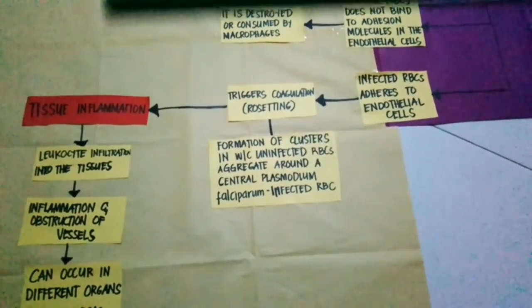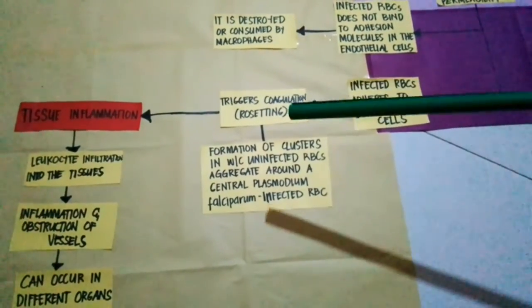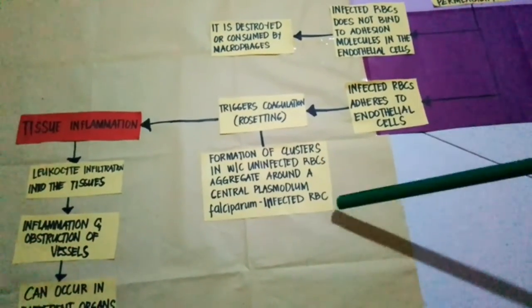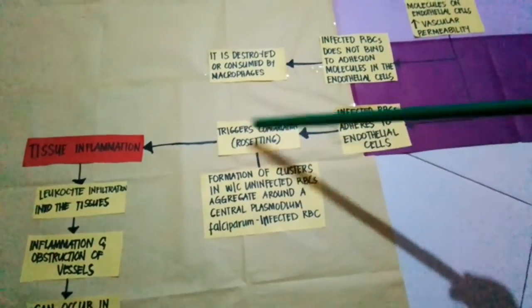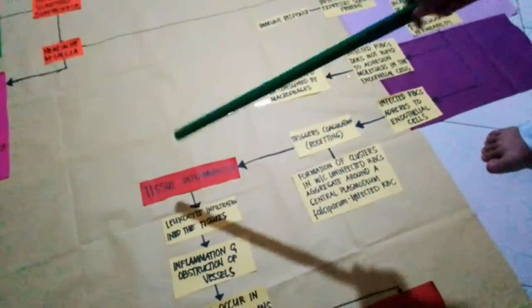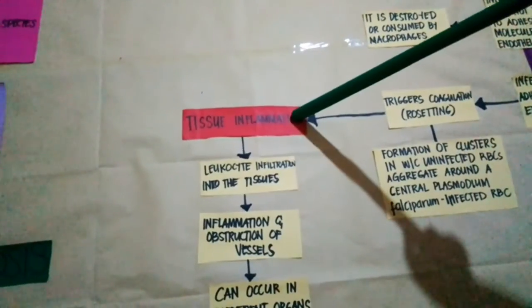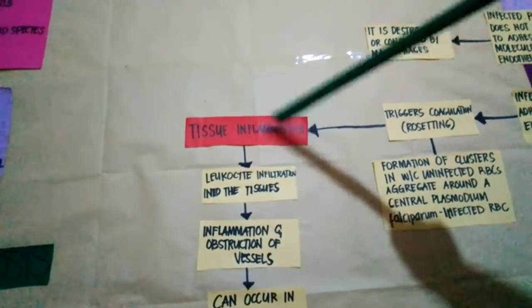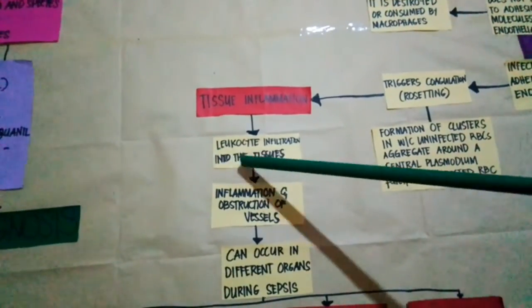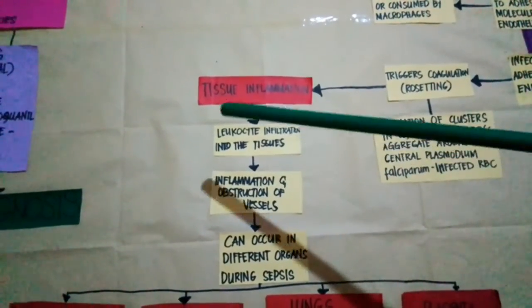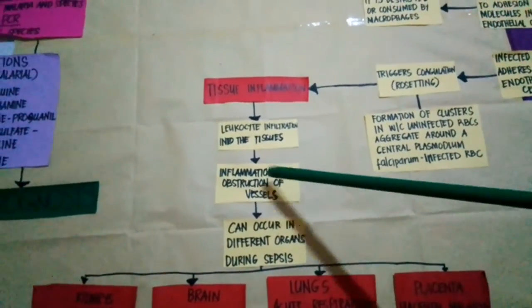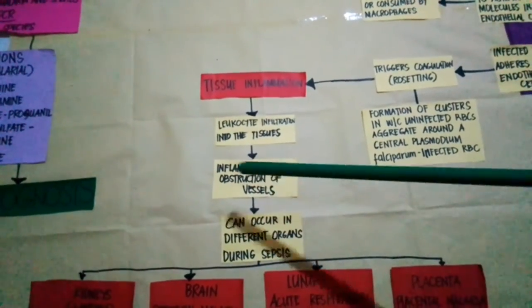The coagulation also includes white blood cells and platelets so that it cannot infect others, like it is being covered. So with rosetting, they coagulate inside the blood vessel. This triggers tissue inflammation, so the white blood cells react. So there is leukocyte infiltration into the tissues, the blood vessels and other tissues. And the clot can cause inflammation and obstruction in the vessels.